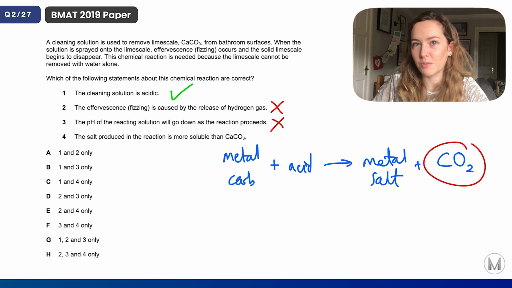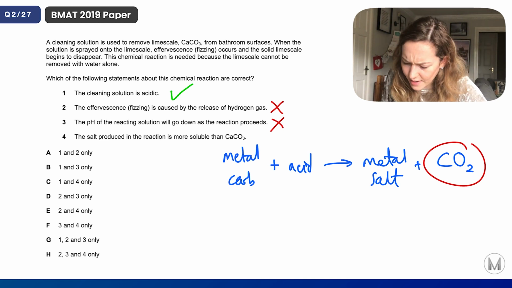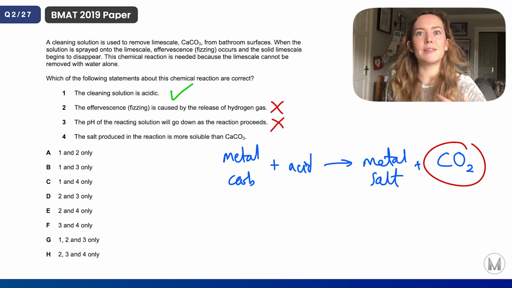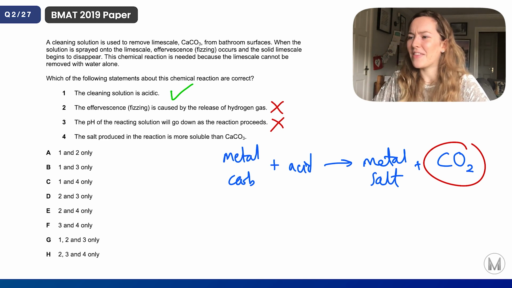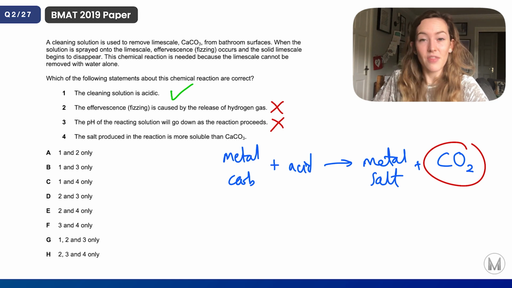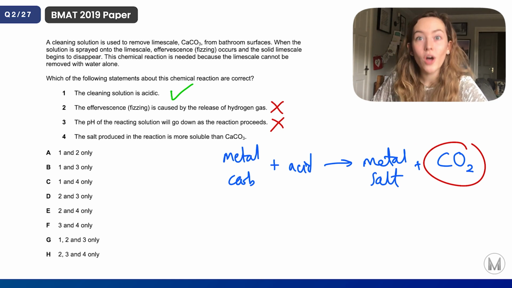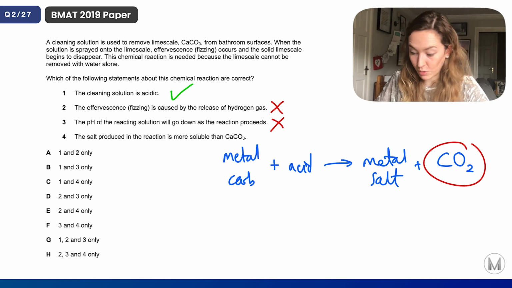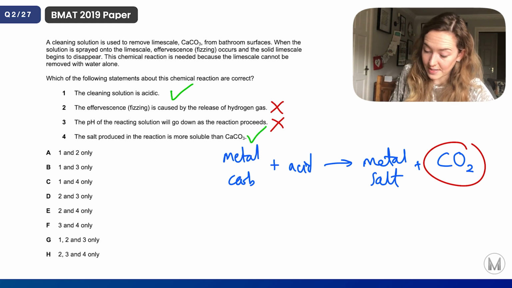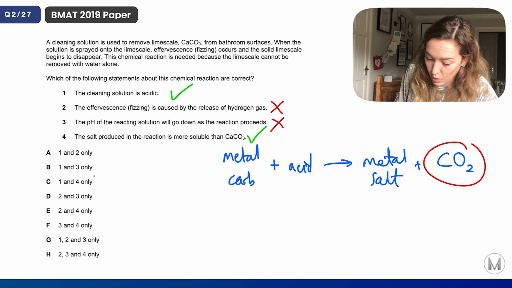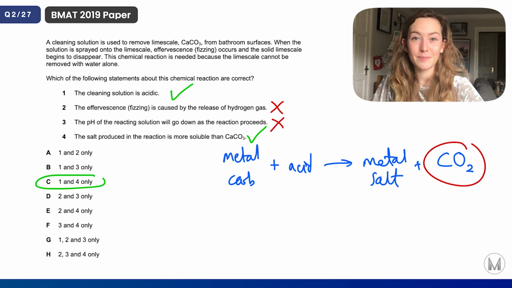and then statement 4, the salt produced in the reaction is more soluble than calcium carbonate. Well, the information tells us that the lime scale breaks down. It's not there anymore. So we can tell that at the end of the reaction, it disappears. Therefore, it's going to be more soluble than the calcium carbonate, which was solid at the start. So that statement is correct. So we can see that 1 and 4 are correct. So our answer is C.